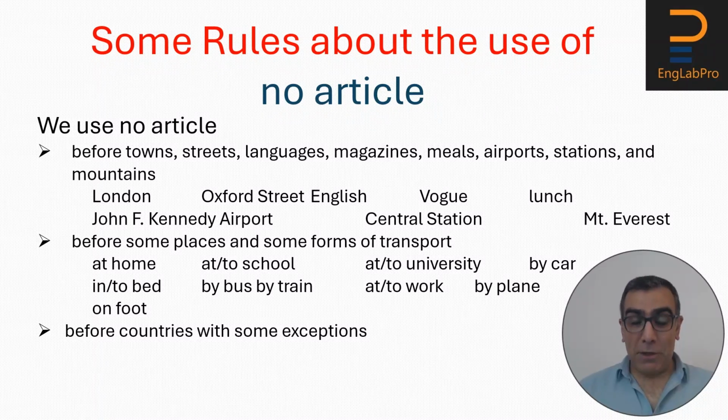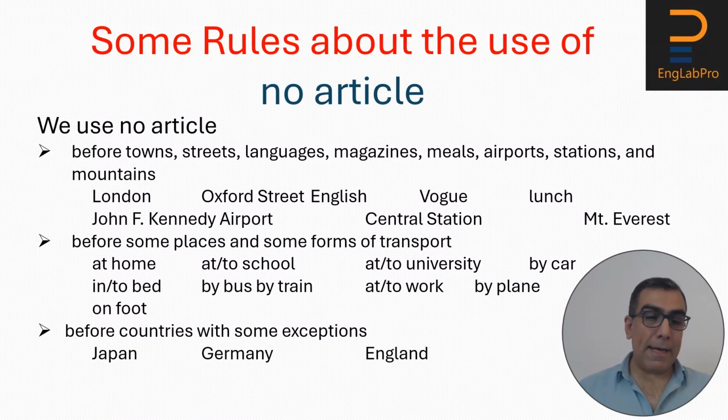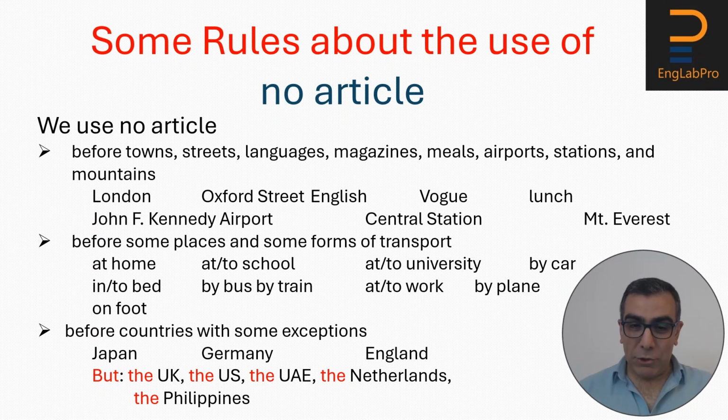Generally, before the name of countries, we don't use the, except some specific ones. So we say Japan, Germany, England, no the, but the UK, the US, the UAE, the Netherlands, and the Philippines. Of course, there are some more, but these are the major ones. So generally, countries do not have any article, but for the UK, the US, the UAE, the Netherlands, and the Philippines, we use the.